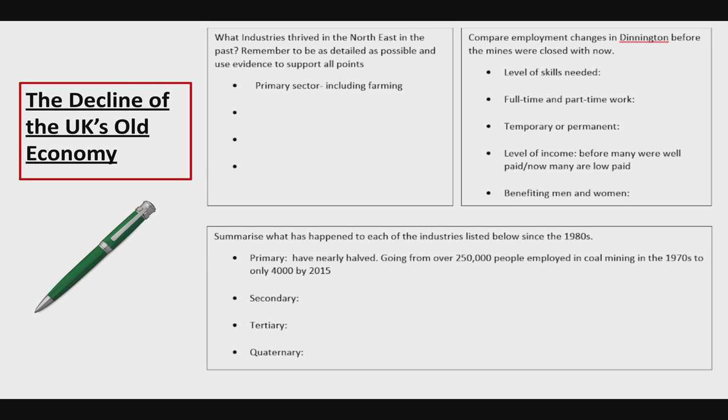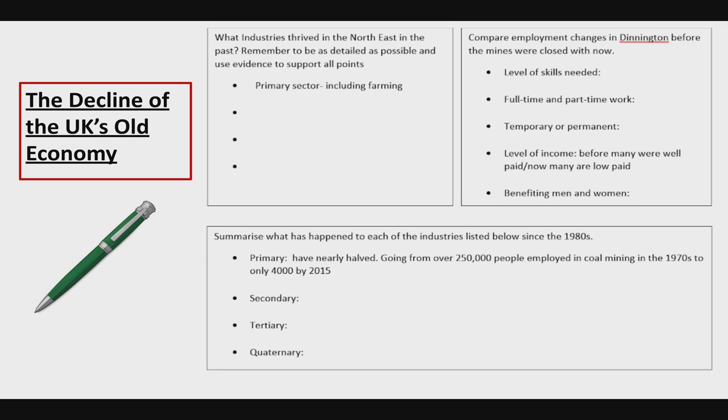So, there were 2 sheets in your homework. The first sheet was looking at the decline of the UK's older economy, so that deindustrialization. And I wanted you to tell me which industries thrived in the Northeast in the past, being as detailed as possible and using evidence to support your points. So we've got the primary sector, including farming. We should also have, of course, the secondary sector, and we can give really specific examples of the secondary sector. For example, somewhere that we looked at, like Sheffield, had a big steelworks.